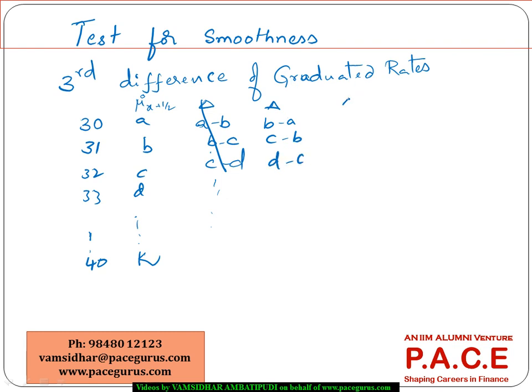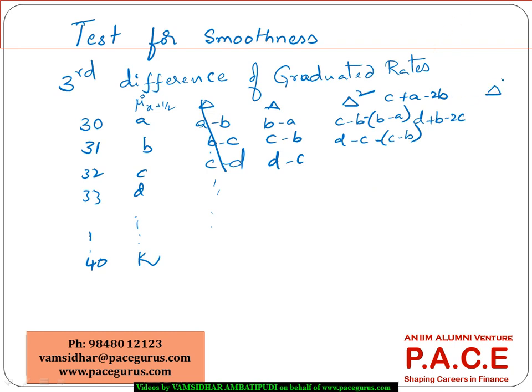Similarly, I am taking delta square: (C minus B) minus (B minus A), and (D minus C) minus (C minus B). So the delta square is coming out as C minus B plus A, that is, C plus A minus 2B. And this one is coming out as D plus B minus 2C. That is the second difference.